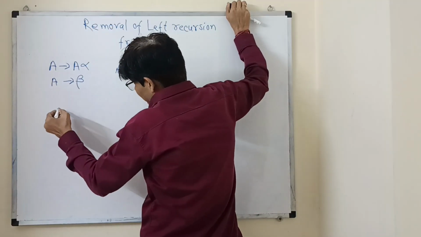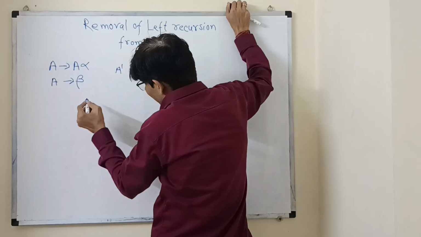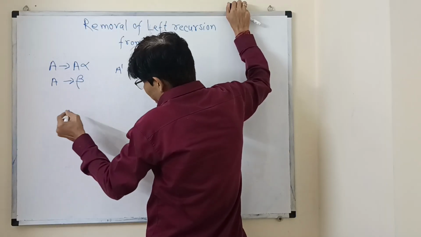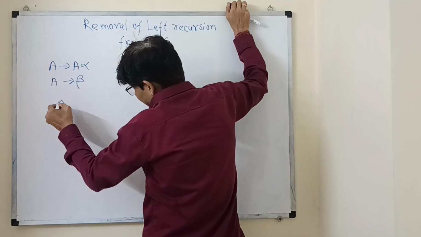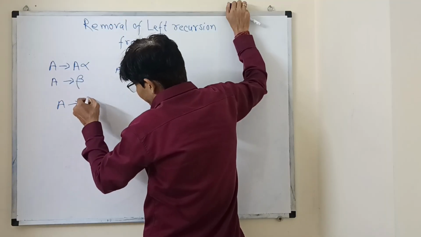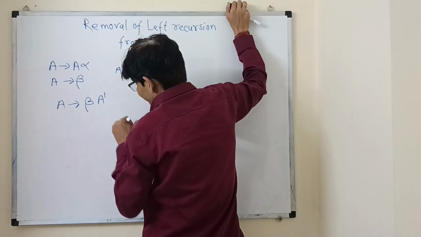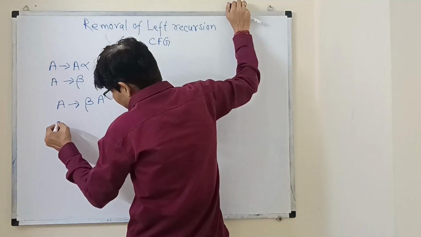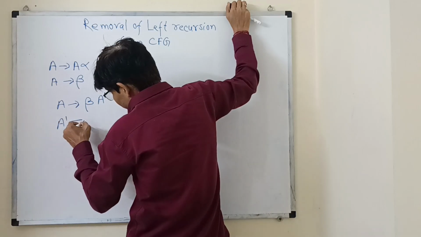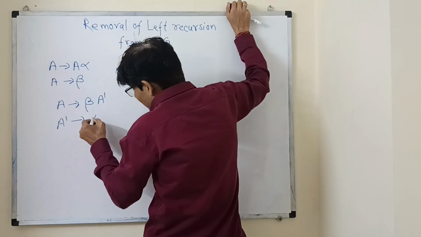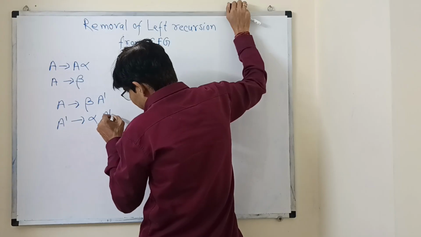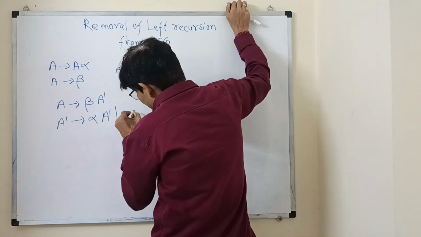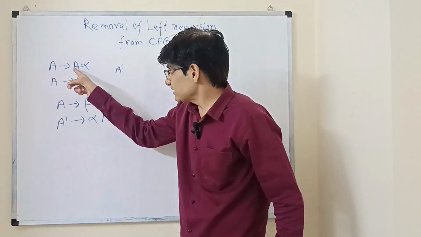Now here, how can we convert this left recursion into right recursion using A dash? You can write it like this: A gives beta A dash, and A dash gives alpha A dash, and one more production we will add here: A dash gives epsilon. These are the types of production.